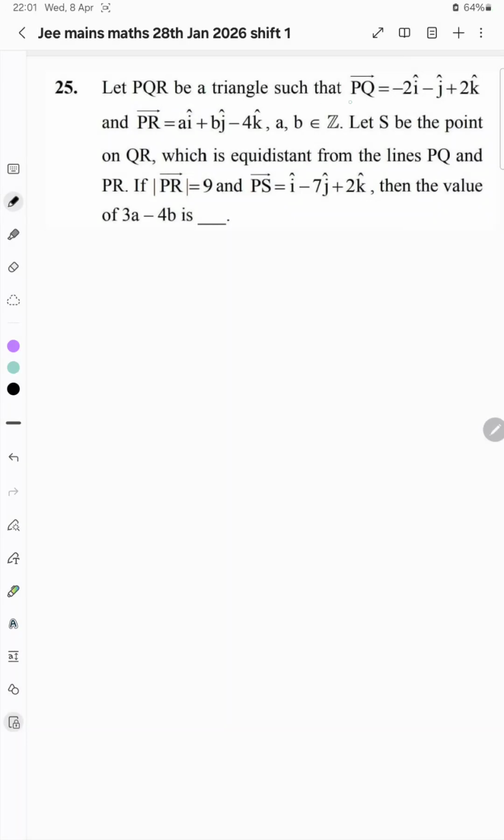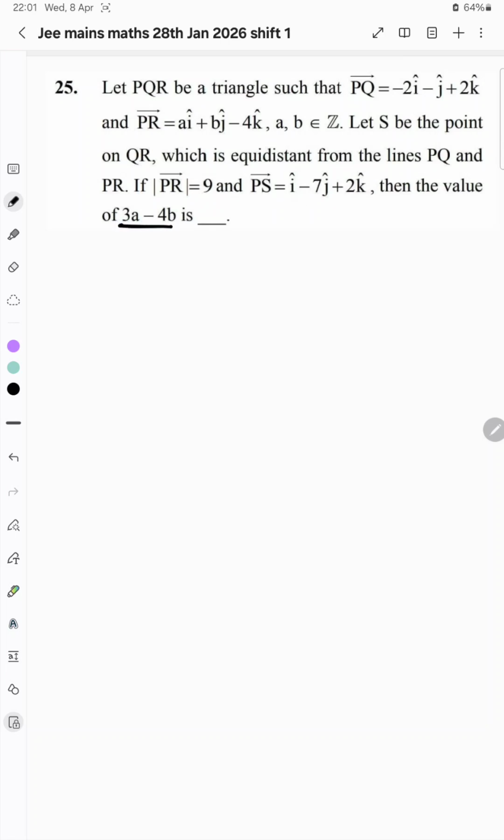Let PQR be a triangle such that PQ bar is a vector and PR bar is a vector. A and B are two integers. Let S be the point on QR which is equidistant from the lines PQ and PR. If the magnitude of PR is 9 and PS bar is also given, then the value of 3A minus 4B is what we have to find.